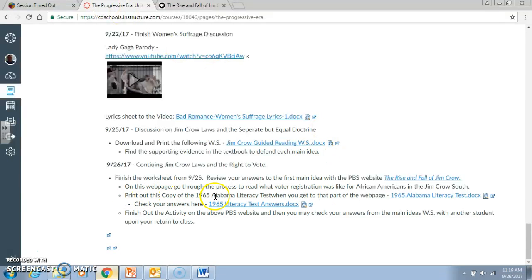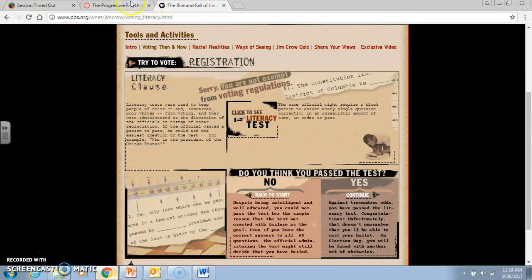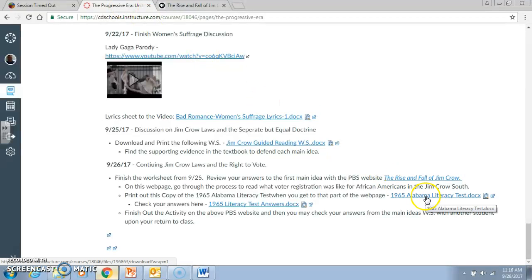I said you could print out this copy of the 1965 Alabama literacy test when you get to that part of the webpage. So when you get to this page, literacy test, click on the test here, and you can print this out or download it and look at some of those questions. You will see that this literacy test isn't really testing literacy. However, it is testing your knowledge of the U.S.